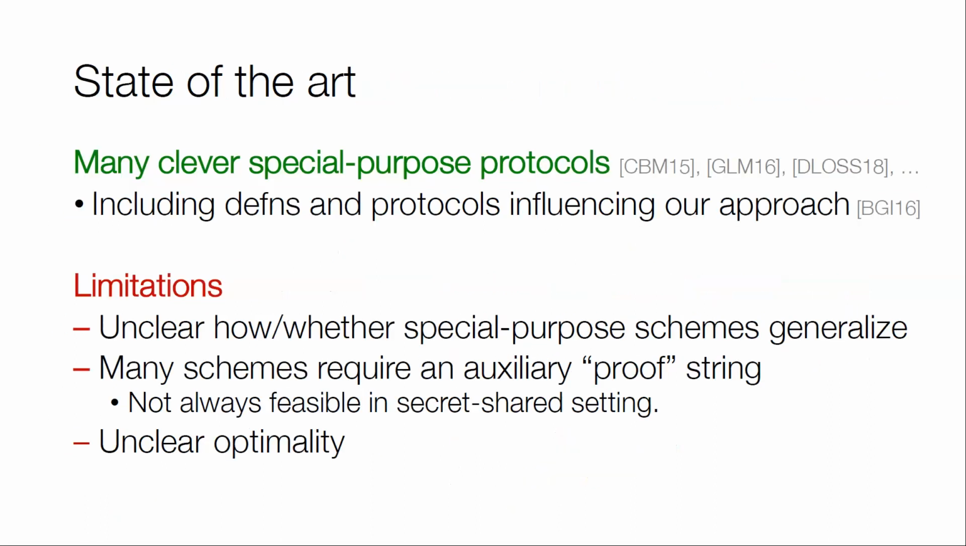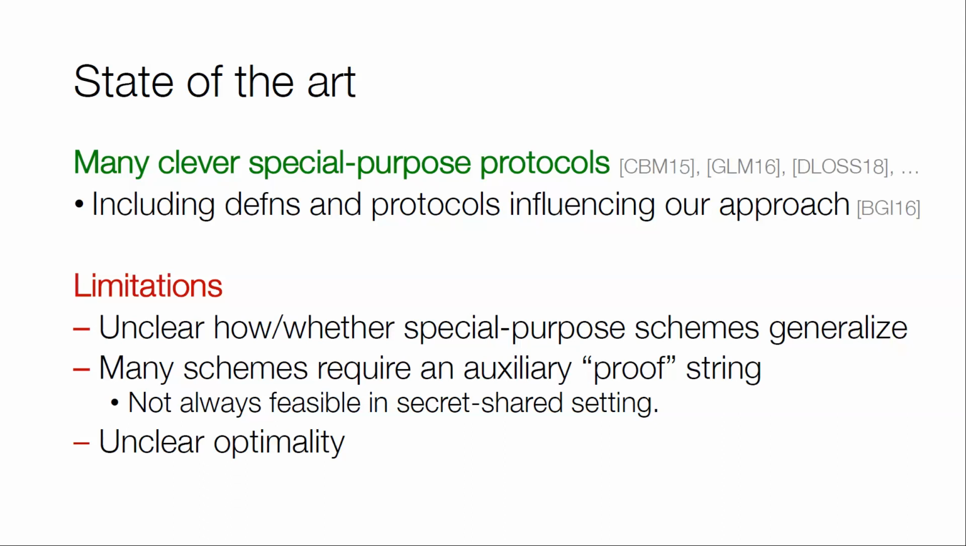So the way we tend to solve these problems in crypto today is a special purpose protocol each time the problem comes up. There's a bunch of really clever protocols in the literature for doing this, and in fact, some that influence our work. The limitation, though, is it's not really clear when you have a protocol, say, for Hamming weight 1, how this extends to checking Hamming weight 2. Or if you're testing membership in one set, can you extend the set? Like, how does that work?